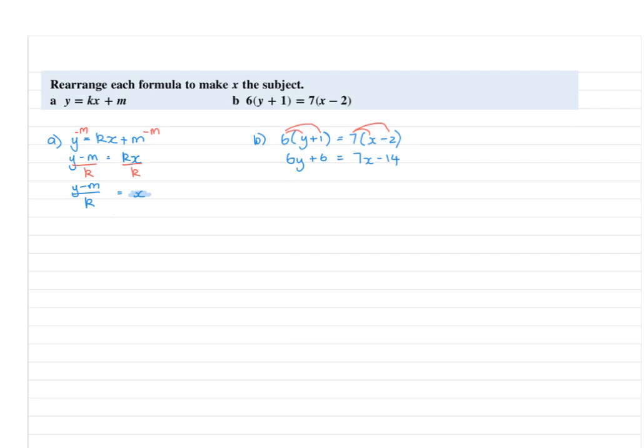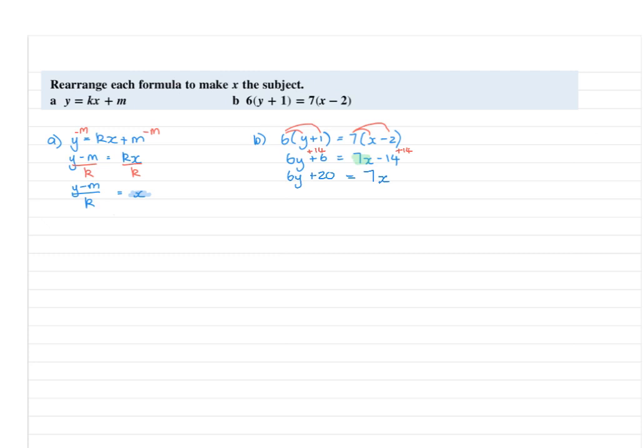Again, I'm going to keep the 7x on the right-hand side of the equation because I'd like the x to remain positive. And I'm going to add 14 on both sides. So I add 14 on both sides of the equation so that on the right-hand side of the equation I have just got 7x by itself. On the left-hand side I have got 6y. 14 plus 6 is 20, so 6y plus 20 equals 7x.